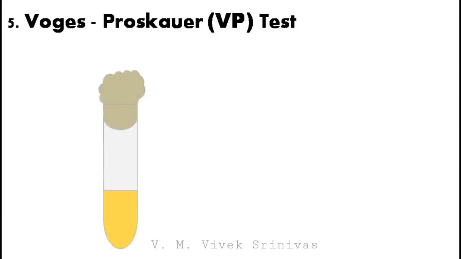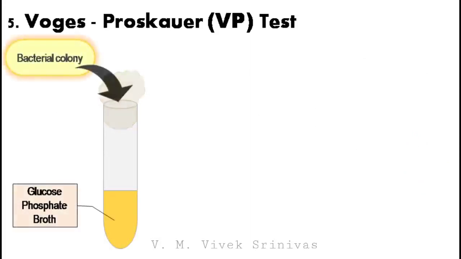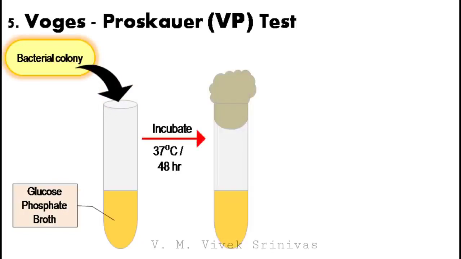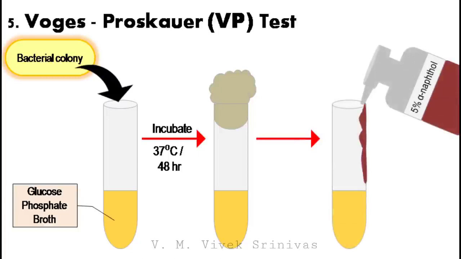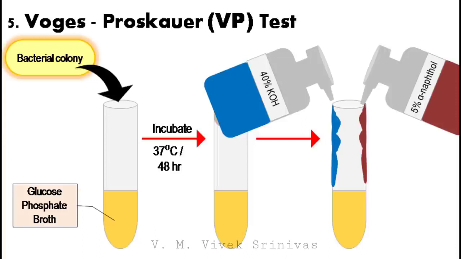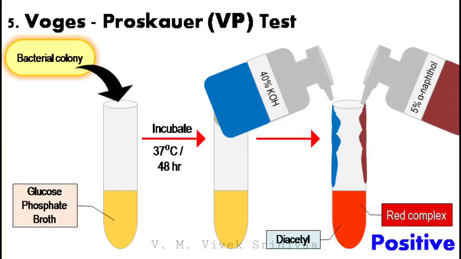The procedure. This test is performed in glucose phosphate broth. Now, take the bacterial colony and inoculate it into this broth. Incubate for 48 hours. Following incubation, add 5% alpha-naphthol and 40% potassium hydroxide to it. The development of the red color indicates the test is positive due to diacetyl formation. The example, the Klebsiella pneumoniae bacterial organism, is positive for the VP test.